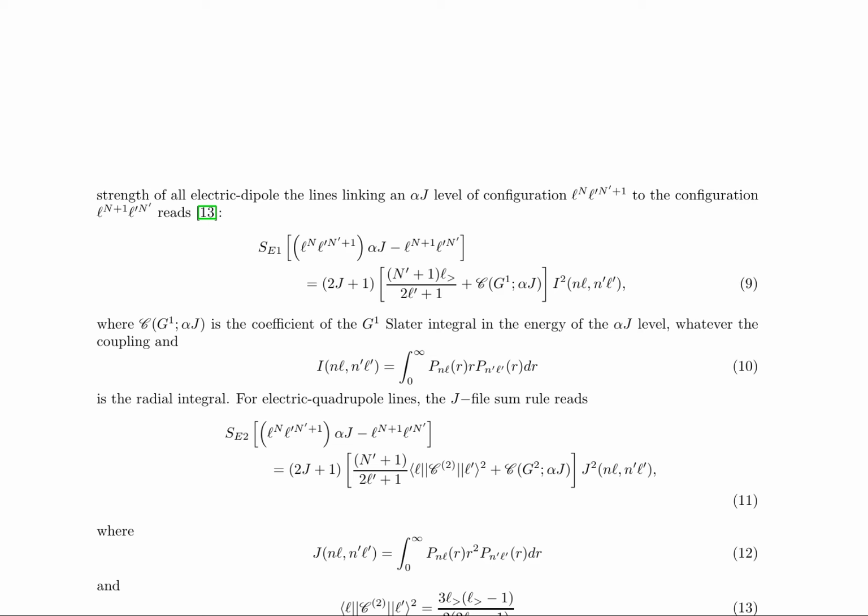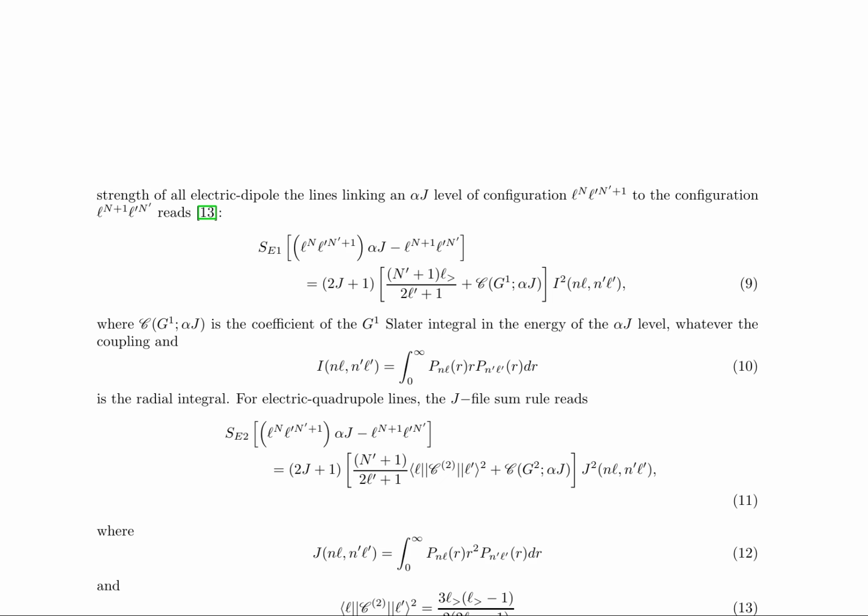The J-file sum rule for electric quadrupole lines is given by equation 11, involving the coefficient C(G2, alpha-J) and the radial integral J(nl, n'l'), defined in equation 12. The reduced matrix element <l||C(2)||l'> is evaluated in equations 13 and 14 for specific values of l and l'.